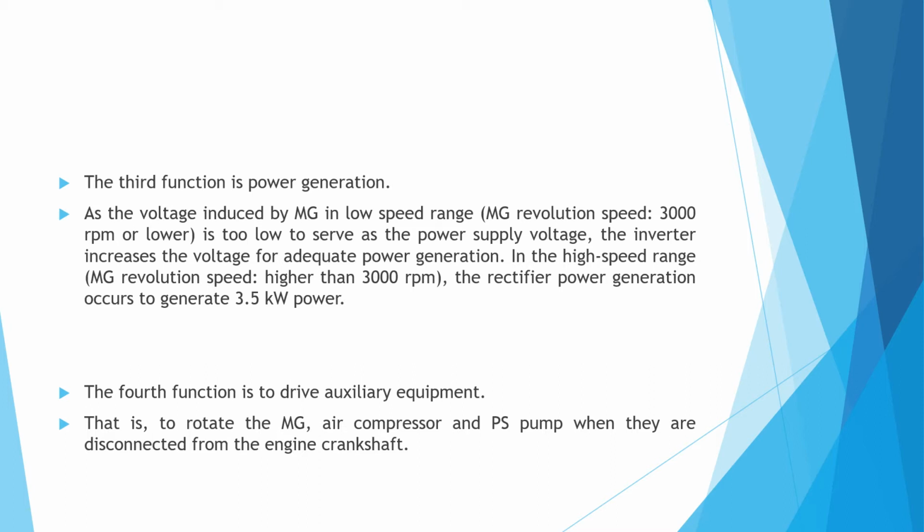Now come to the last, or fourth, function, which is to drive the auxiliary equipment. That is, to rotate the air compressor and the PS pump, that is the power steering pump, when they are disconnected from the engine crankshaft. So students, these are the four functions of the motor or generator.